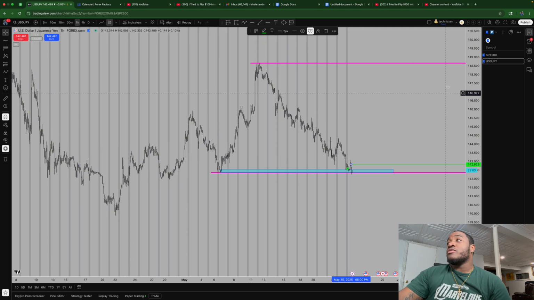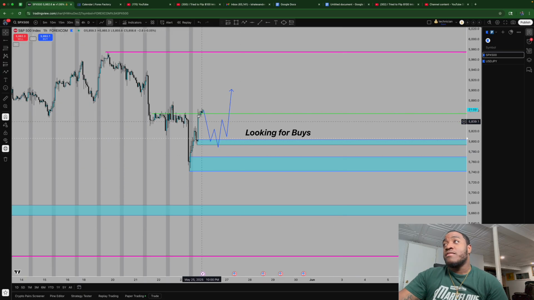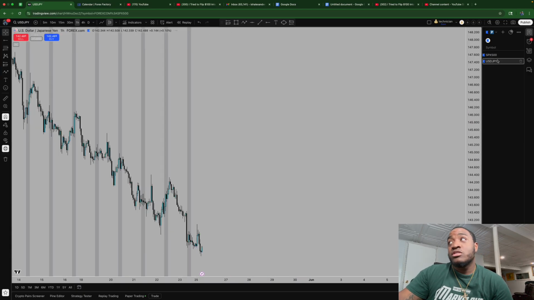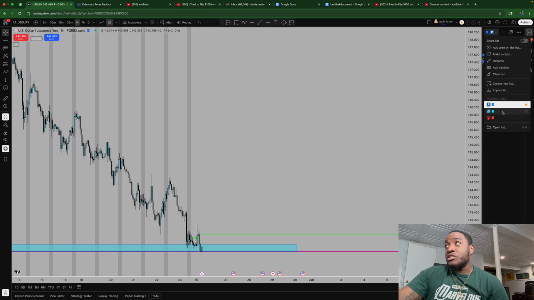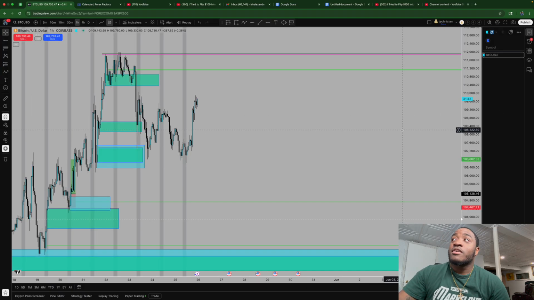So those are my 2 pairs for the week. Those are the 2 that I'm looking at. Super interested in SPX 500. Want to see this 4 hour get broken to the upside, come back, retest the zone, give me my entry signal so that we can buy. UJ is looking kind of bad, but I've seen weirder things happen within the market.